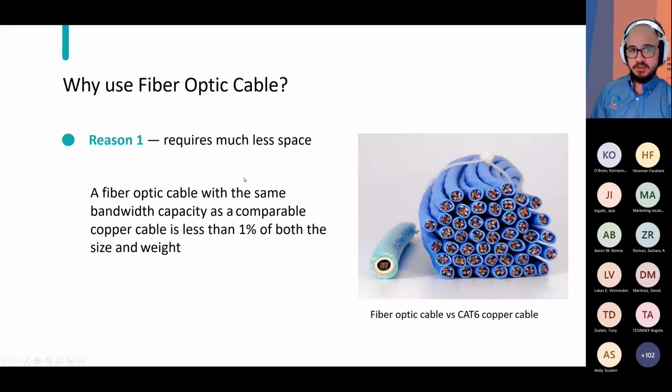So why use fiber optics over copper cables? Well, the first reason is significantly less space. Fiber optic cable, when compared to copper, has much more bandwidth carrying capacity by volume. And so we kind of have a picture here to represent that. You would need a very large amount of copper in comparison to fiber optics in order to carry the same amount of data.